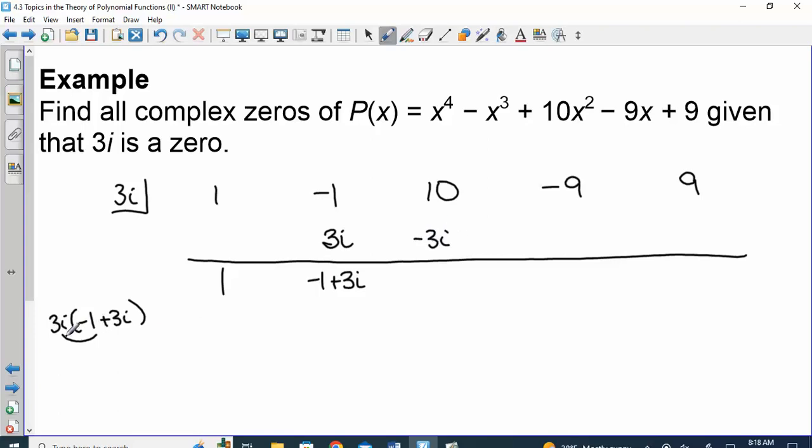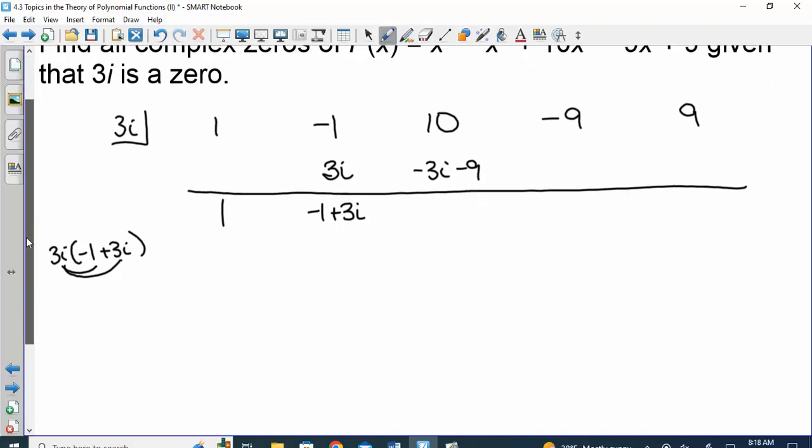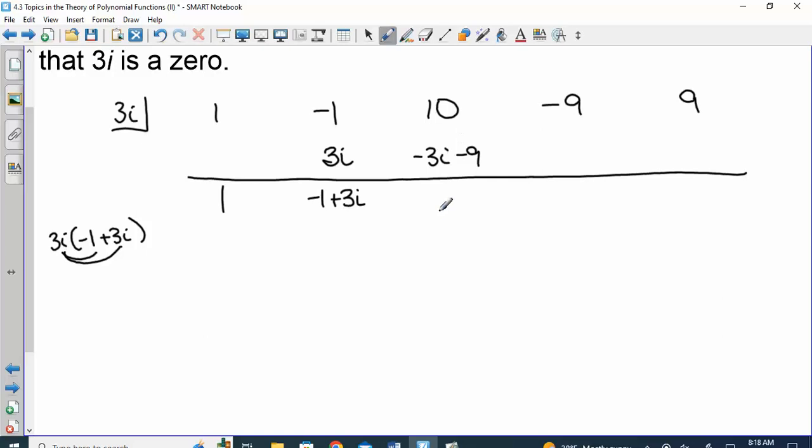3i times 3i is 9i squared, which is negative 9. Wait, that's not proper form though. I'll switch it around in a second. So, adding like terms, I can do the 10 plus negative 9, that's a 1. And I still have this minus 3i.